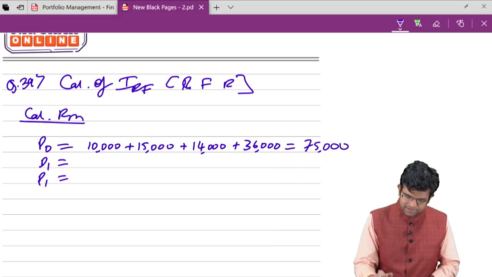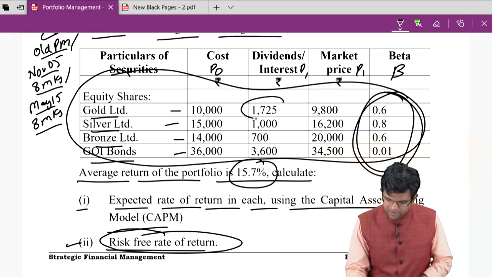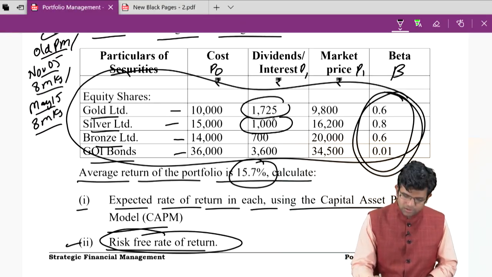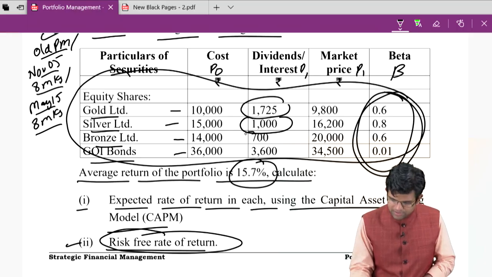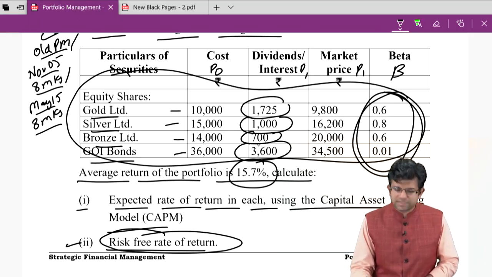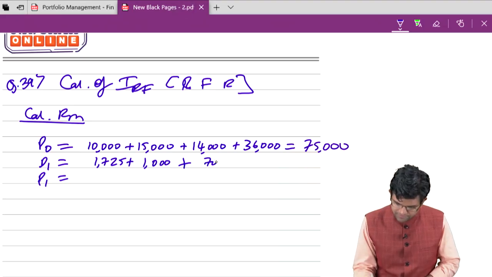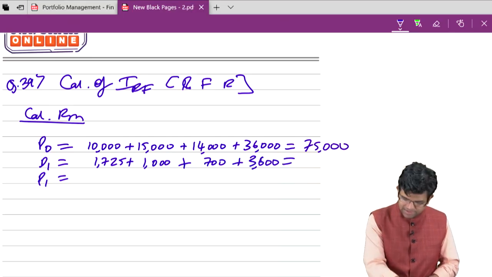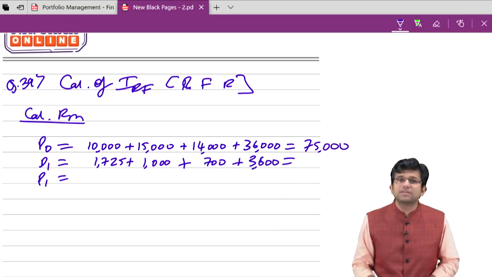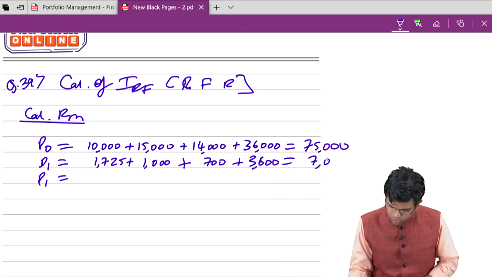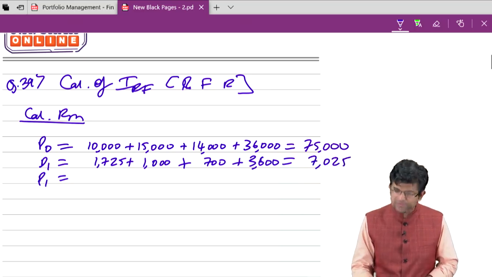Next, as far as D1 is concerned, students, D1 will be 1725 plus 1000 plus the next two are 700 and 3600, correct? So let's take the calci now. 1725 plus 1000 plus 700 plus 3600, which is equal to 7025. Your total dividend of market return is 7025.